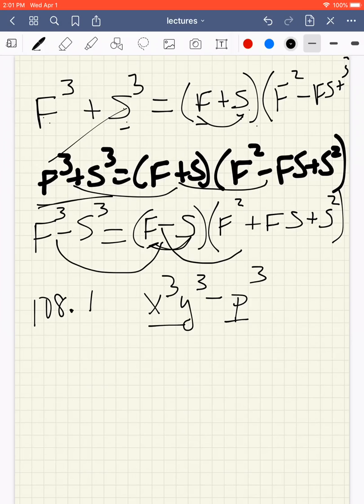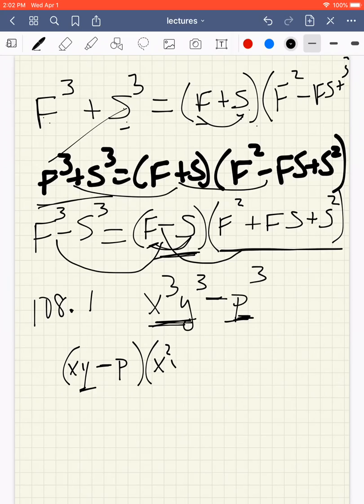Yes, that's a perfect cube. Yes, that's a perfect cube. So the formula says, for the difference of two cubes, we take the cube root of this. The cube root of x cubed y cubed is xy. This sign goes in the first parentheses. S is the cube root of the second, so that's p. Alright, so we're right here. We did this. Now we're going to do this. So we're going to square the first one. The first one squared is x squared y squared.